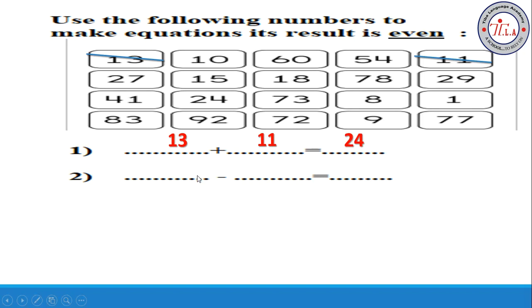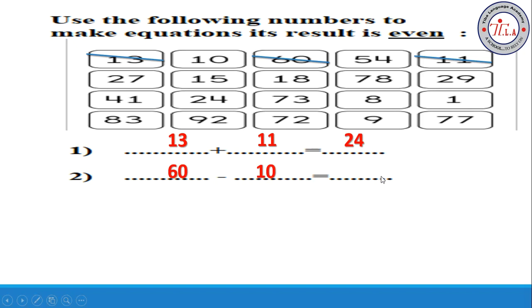Okay. Number 2. Okay, I will choose for number 2. Number 60. Okay? Number 60. Number 60, even or odd number? Yes, it's even number. Okay, so the number in here should be even to give us even number. Okay. Here, number 10. Even or odd number? Number 10, even number. So I can take it.